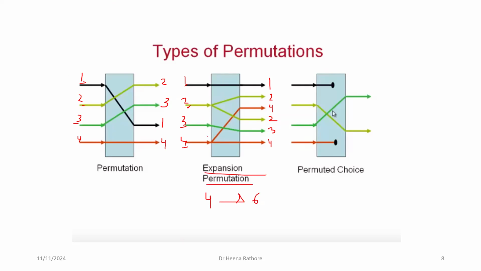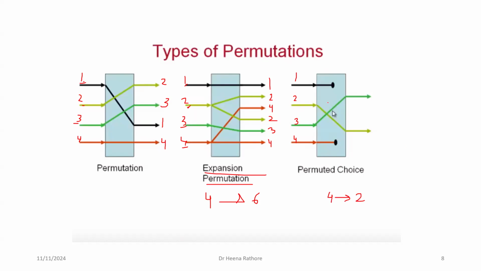Permutation was just swapping the different positions. And permutated choice is minimizing. So you start with 4 bits, which is 1, 2, 3, and 4, and you put this into 2 bits. That is permutated choice, starting from larger bit values and making it into a smaller character set.